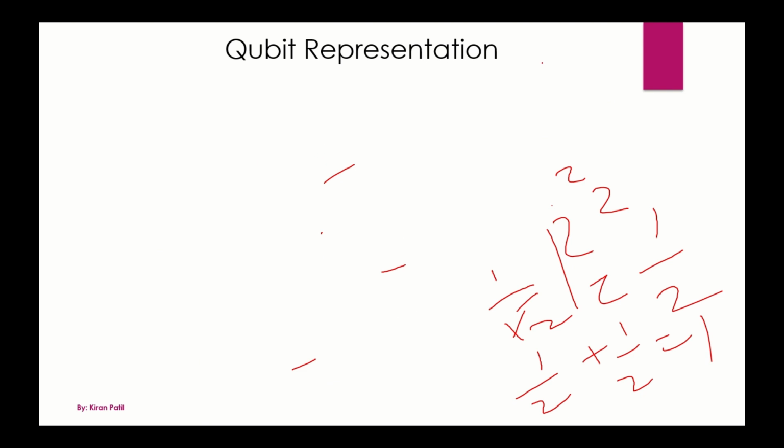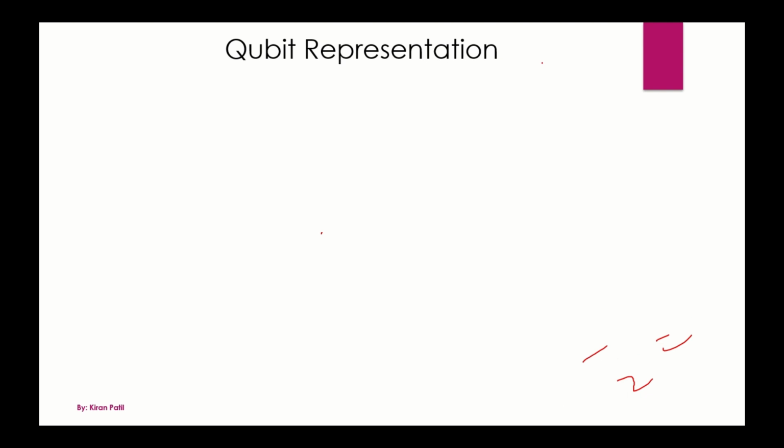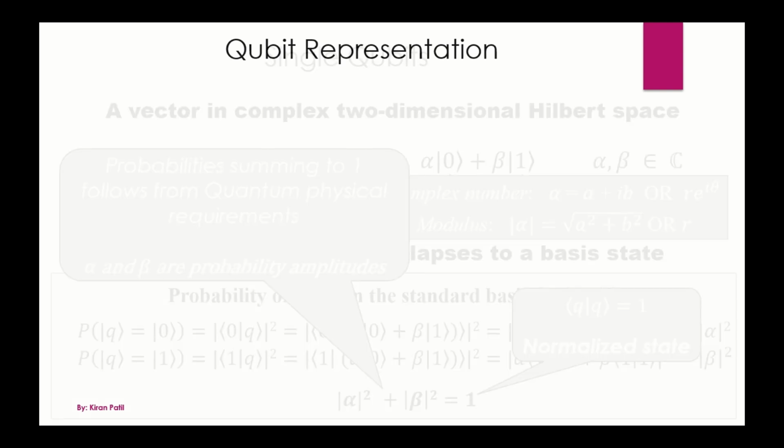Now we will move forward to the qubit representation. How to represent the qubit? In the previous lecture we discussed that the qubit is represented in the Hilbert space, right? So in the Hilbert space, how does it look?